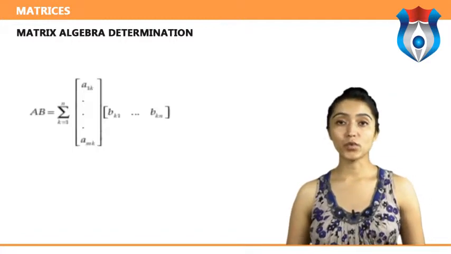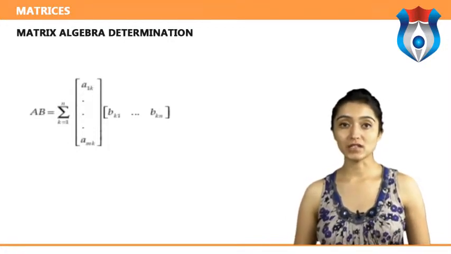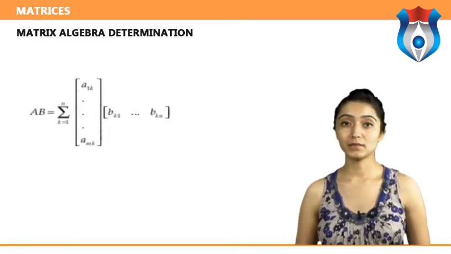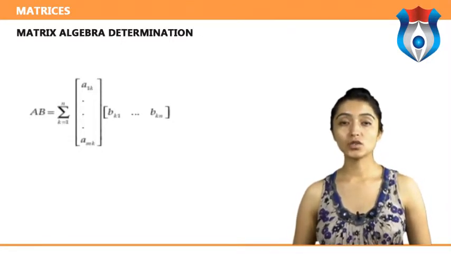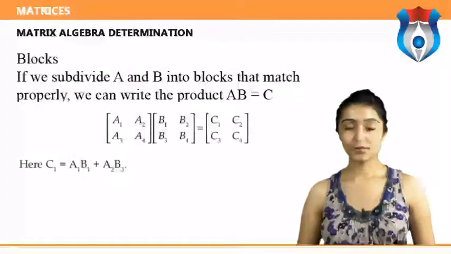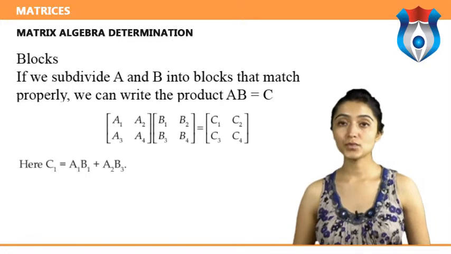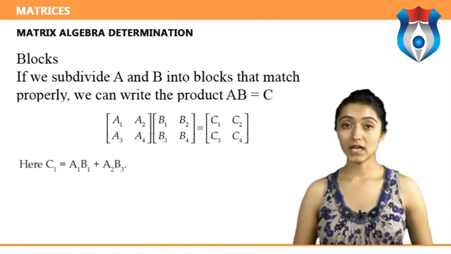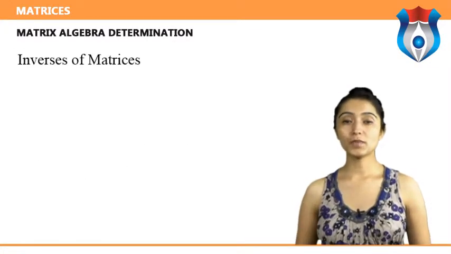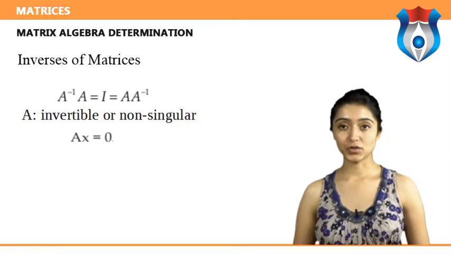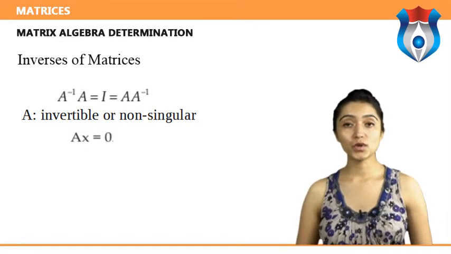Similarly, for the two column vectors, this is equivalent to saying that the row space of this matrix is a single line, as is the column space. The product of A and B is a sum of column times row matrices. Blocks. If we subdivide A and B into blocks that match properly, we can write the product AB equal to C in terms of products of the blocks. Inverses of matrices. If A is a square matrix, the most important question you can ask about it is whether it has an inverse of A.